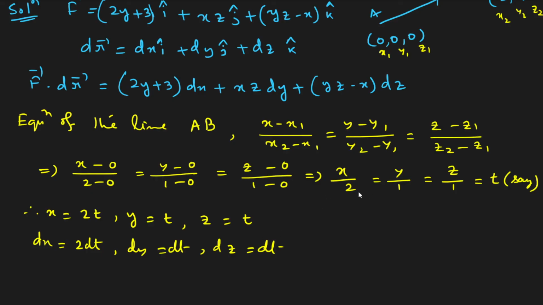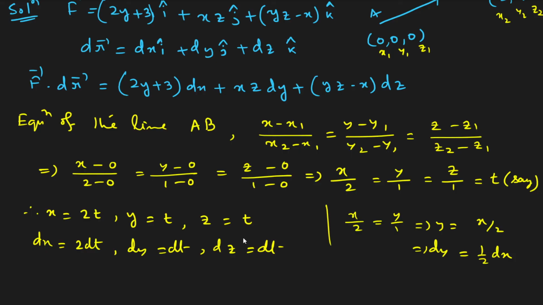Now if we want to bring everything in terms of x, then there must be a relation between x, y, z. So when you get a relation like this, we can do it like this also. See, x by 2 equals to how much? y by 1. So y equals to how much? x by 2. So dy you can write half dx.